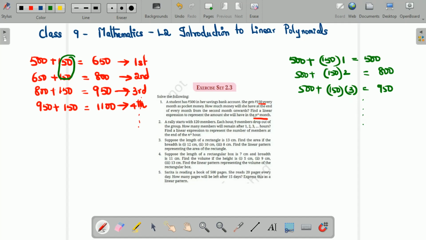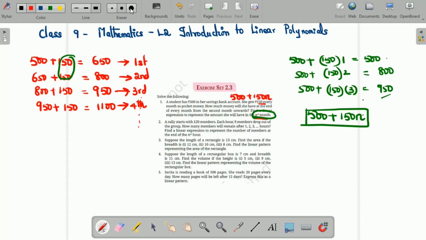If I have to generalize the whole process for the nth month, I can simply write this as 500 plus 150n. When n is equal to 1, you get 1 into 150, which gives 650. At the end of the second month, it is 2 into 150, you get 800. At the end of the third month, it is 3 into 150, you get 950 and so on. So the general term to represent this is 150n plus 500. So let's note it for the first sum: 500 plus 150n.